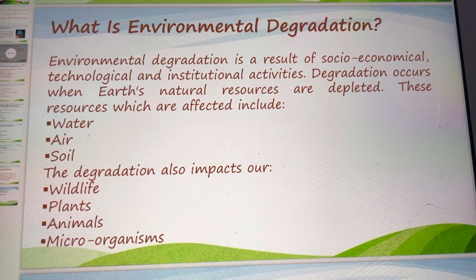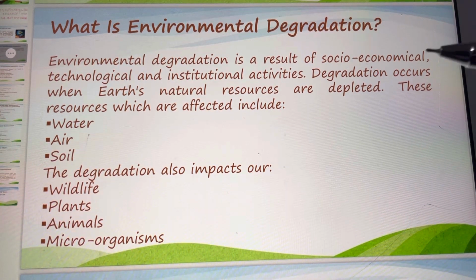What is environmental degradation? Environmental degradation is a result of socio-economic, technological and institutional activities. Degradation occurs when the earth's natural resources are depleted. So, what we can say is that environmental degradation is a result of socio-economic and technological changes, and because of these technological changes the resources are depleted.